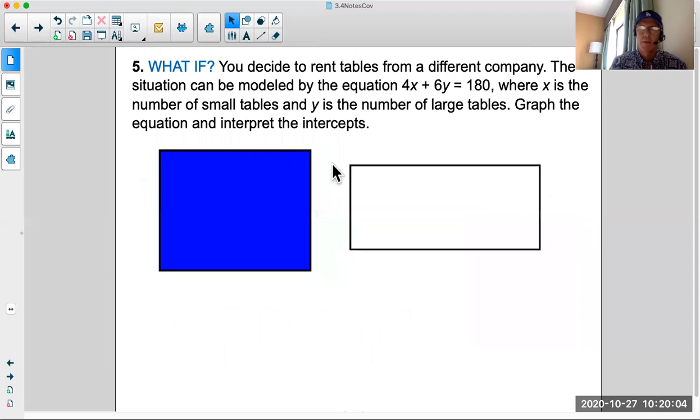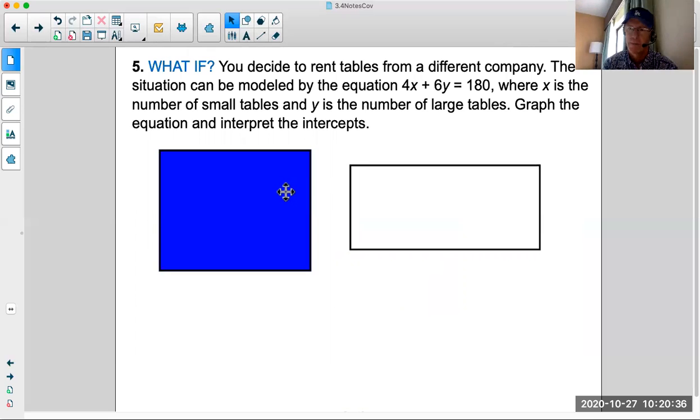All right, great. So what if you decide to rent tables from a different company and you had the equation 4x plus 6y equals 180. So again, x is the number of small tables. So how many people are sitting at a small table? It's a really small table. There's only what? 4. It's like a card table or something. And the large tables only have 6. So I want you to go ahead and graph the equation using your x and y intercepts and then interpret what that means. What is that telling us?